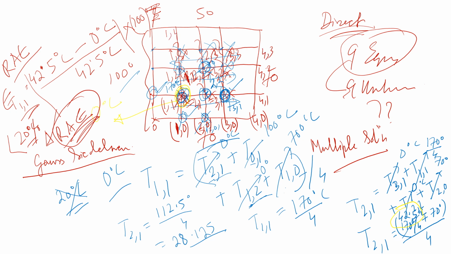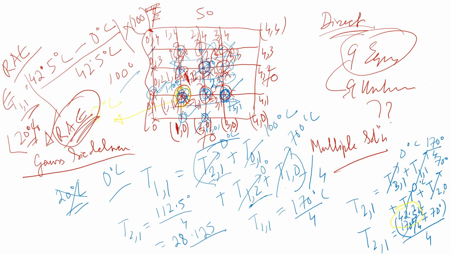Then this will be your 1,4, 2,4, 3,4, 4,4. These are all spatial coordinates. And this will be 0,4, this will be 0,3, this will be 0,2, this will be 0,1, right? So in the next iteration, you will try to find out the temperature at this point, this point, this point, then this point, this point, this point, then this point, this point, this point again.